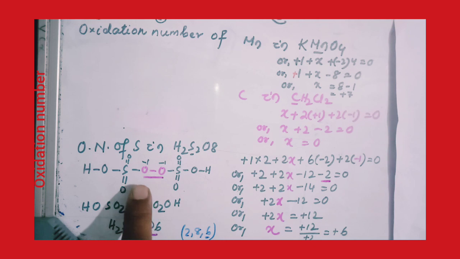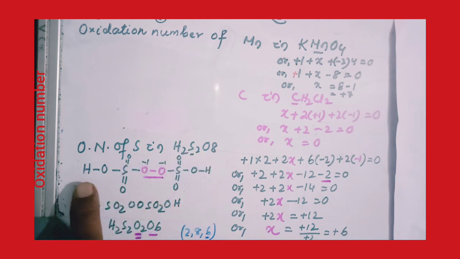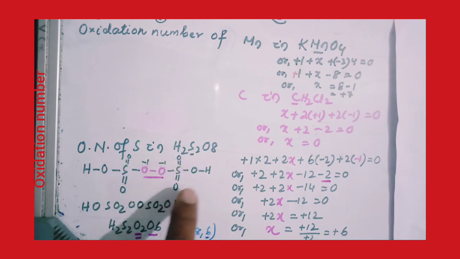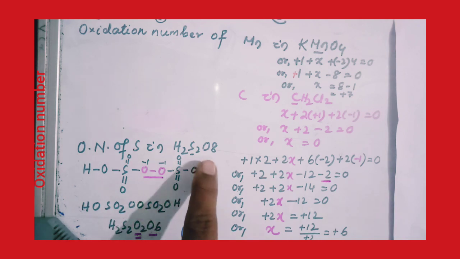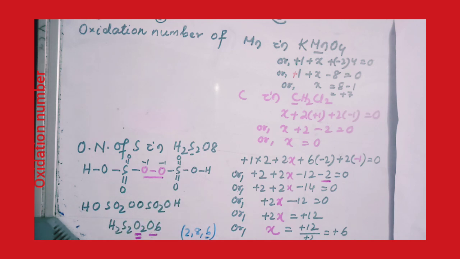In H2SO8, there are 2 oxygen atoms linked to each other by peroxide linkage, and this compound can be written as HOSO2OOSO2OH, or you can say H2S2O6O2. There are 8 oxygen atoms. Here I have written O2 and O6. These 2 oxygen atoms are linked by peroxide linkage. Now we can calculate the oxidation number of sulfur as shown over here.